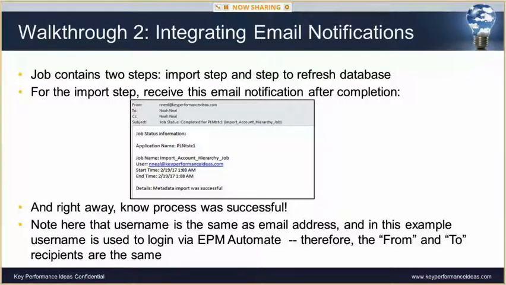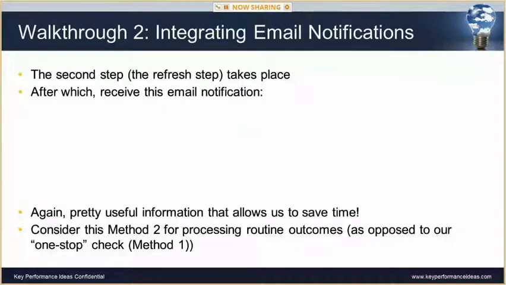So for the first step, we receive the notification after completion, letting us know that that import metadata job was successful. And you can see there's pretty useful information in this email notification, including start time and end time, what the job is called, who ran it. In my particular example here, the from and to are the same because I'm the one who is the designated recipient and also the one who is effectively logging in through the script to run the automated routine. It's my username in both places, and that's why the from and to are the same.